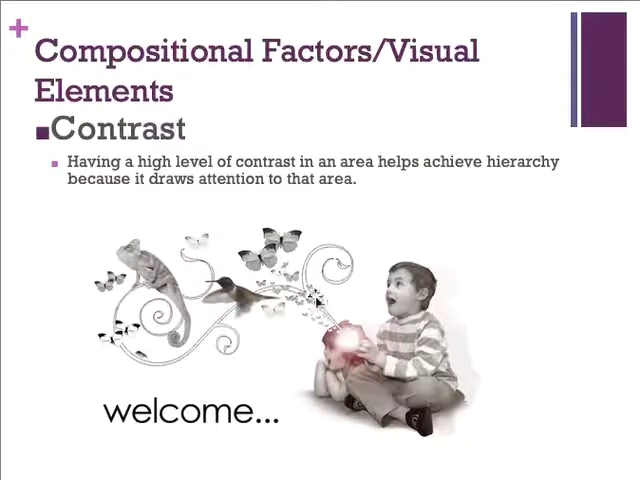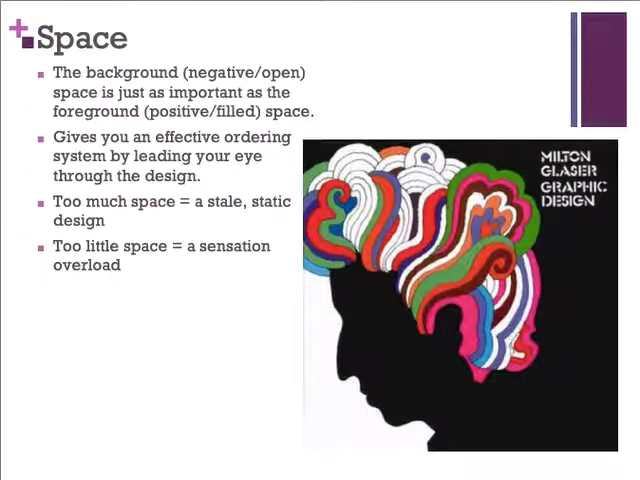It's drawn there first and then it starts following these lines and it draws your eye across the page. The next one is space. Space is extremely important. The background is just as important as the foreground. Space helps give you an effective ordering system by leading your eye through the design. Too much space is stale and static design, and too little space is a sensational overload.